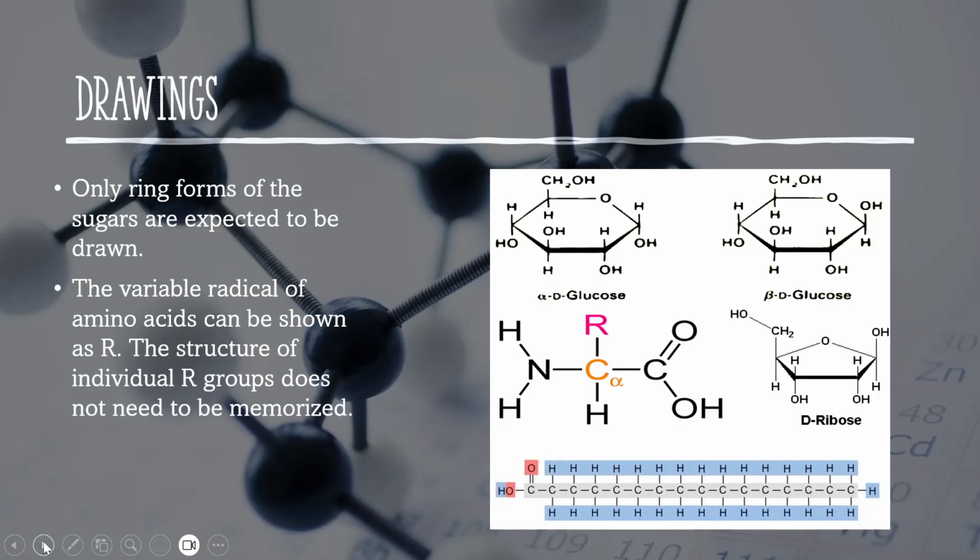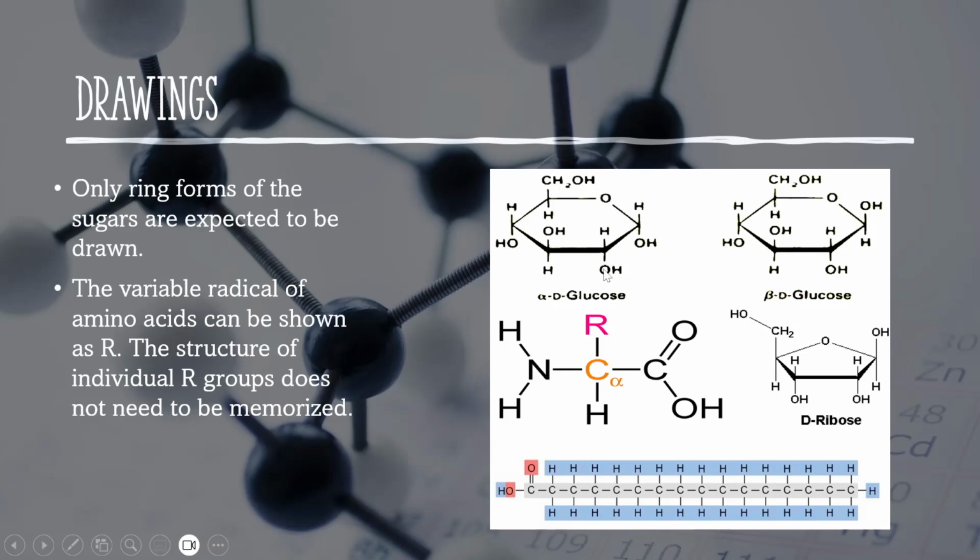Okay, so I was talking about the drawings earlier. For sugars, you have to be able to draw these two isomers of glucose. You have to draw alpha D glucose and beta D glucose. The only difference is the alpha carbon here. They're basically the same thing, but the OH and the H group are just flipped on these. You have to be able to draw that in the ring form.